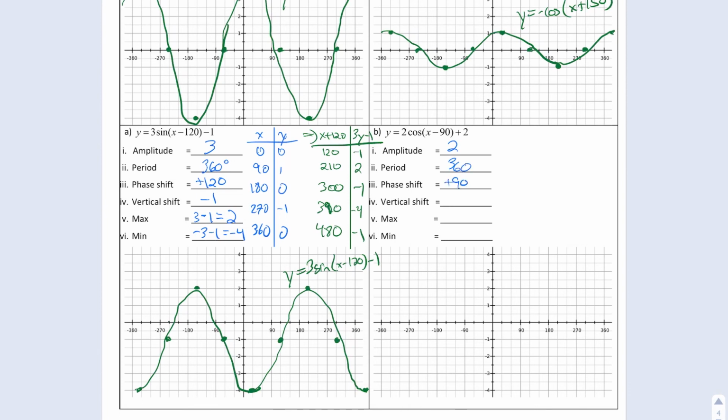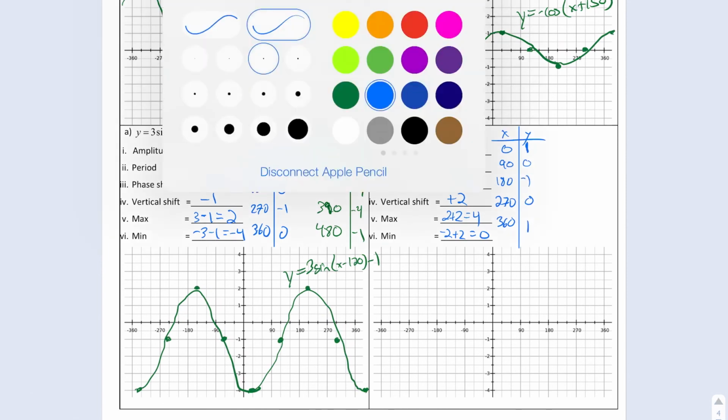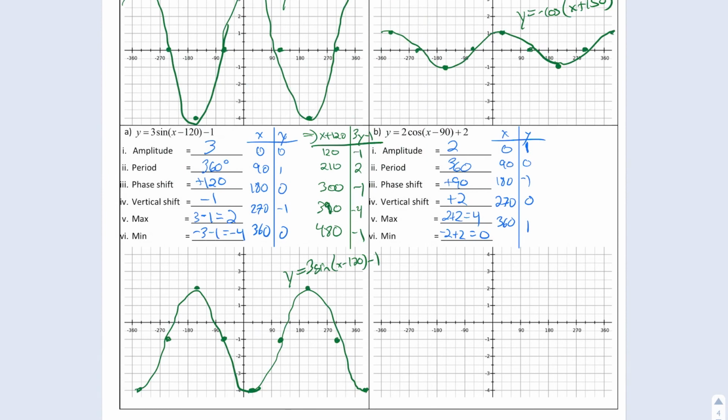So amplitude 2, period 360, phase shift plus 90, vertical shift plus 2. My max is going to be A value and then plus the C. So that's going to be 2 plus 2, which is 4, and then -2 plus 2, which is 0. This one's cosine. So we start at 1, remember, and then 0, -1, 0, and 1.